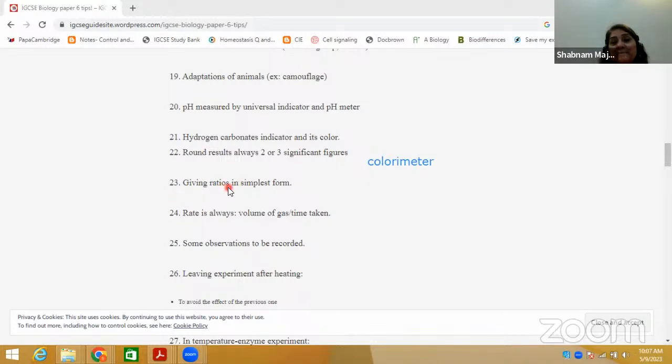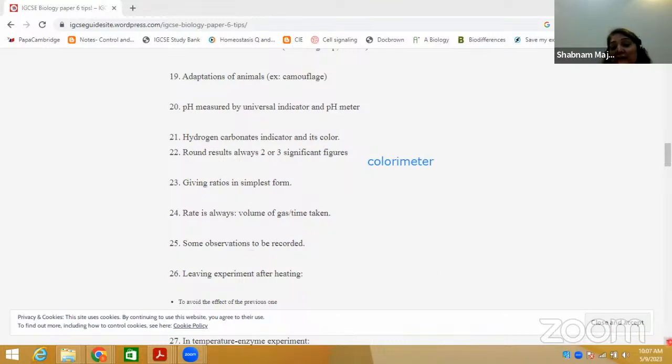When rounding results, always use 2 or 3 significant figures. You must know how to round your results into significant figures. That's not very difficult at all. Even in paper 2 it can come. Give ratios in simplest form, even a surface area to volume ratio you can give in simplest form. Mendelian crosses, you can give the ratios in simplest form. Rate is always volume of gas divided by time taken.